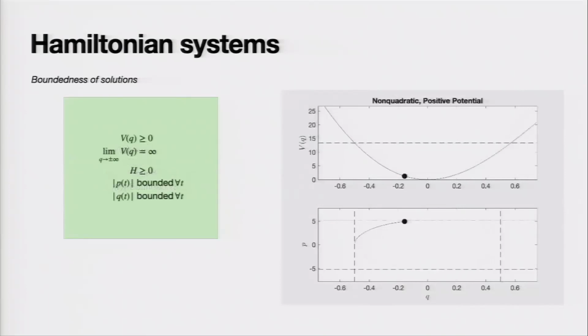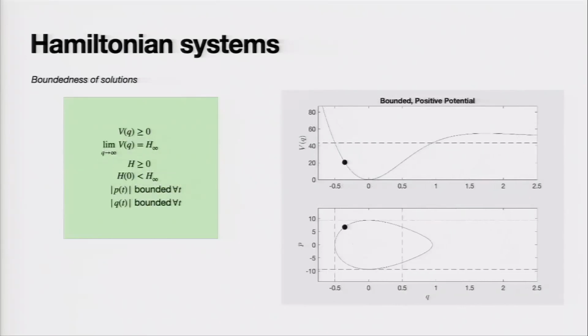Then you can have different potentials. This is, again, a potential that is non-quadratic, but where the potential goes to infinity for large Q. And again, you have that the motion is bounded in phase space. Here, this dashed line represents the region of the quadratic potential. So you can see here that the mass is sort of going past this region, but still the motion is bounded.